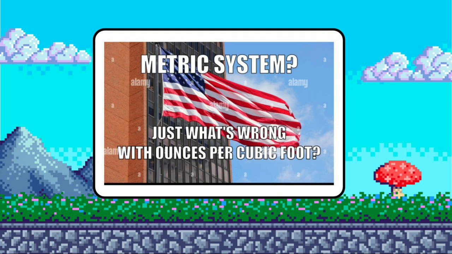How is the message conveyed by the message or image? The message is conveyed through the juxtaposition of the American flag, symbolizing the US and its adherence to the imperial system, and the rhetorical question about the impracticality of ounces per cubic foot. The humor comes from the absurdity of the question, implying that the imperial system is unnecessarily complex.